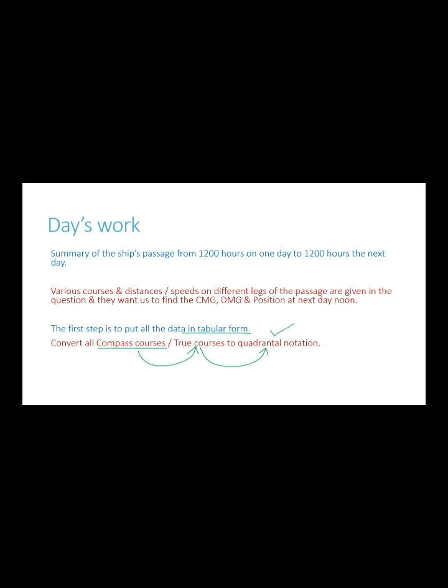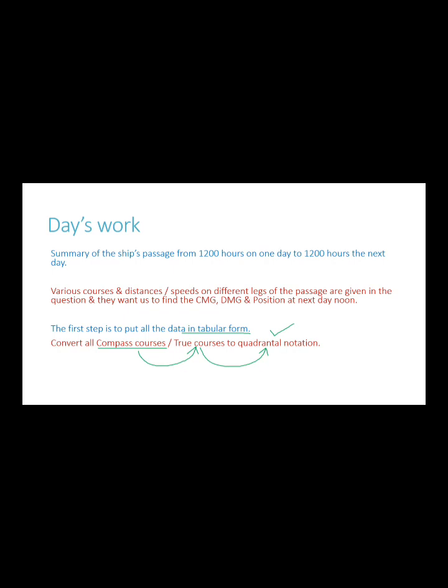Why do we have to convert to quadrantal notation? Because in day's work, the question is always solved using the course in the quadrantal notation. We have seen that whenever we do plane and parallel sailing questions, we always use the course in the quadrantal notation. So we do not use it in three-figure notation. So this is the first step. Convert all compass courses to true courses and then to quadrantal notation.